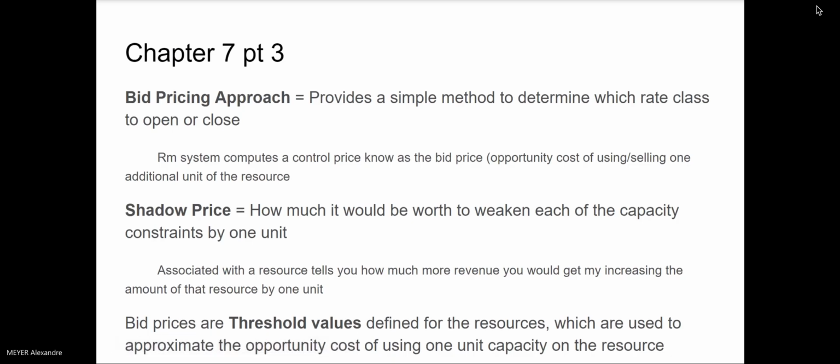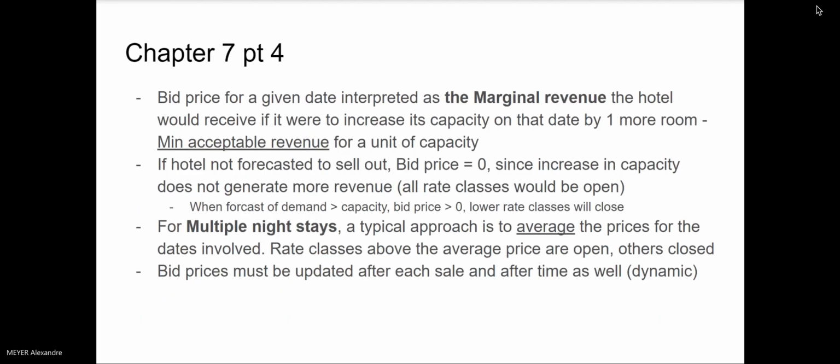If this doesn't make sense, I will again show it on Excel to make it a bit clearer. So essentially, the bid price for a given date is interpreted as the marginal revenue the hotel would receive if it were to increase its capacity on that date for 1 more room. Again, it's the minimum acceptable revenue for a unit of capacity.